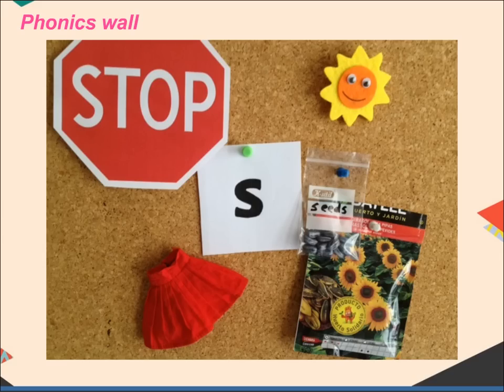And as you can see, this is a phonics wall in a children's classroom. And you can see some of the words that students are learning. Stop, sun, seeds. In fact, there's sunflower seeds and there's a skirt. So the idea is in your room, you could have whatever letter sound you're learning. You could put up some pictures to go with it. And that's one way of helping the students to recognize the sound at the beginning of words, which is where we start.